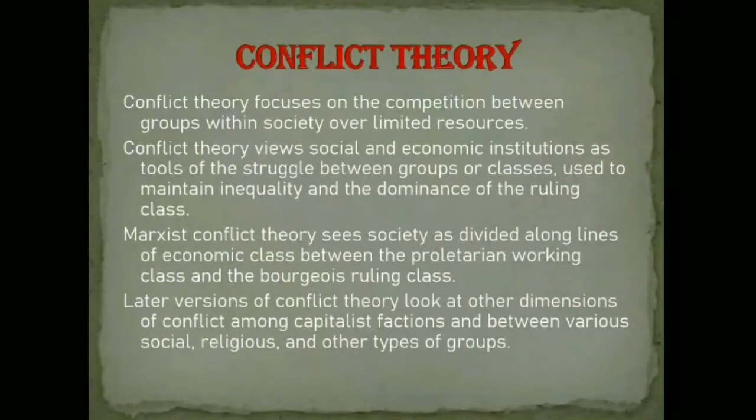Marxist conflict theory sees society as divided along lines of economic class, between the proletariat working class and the bourgeoisie ruling class. Later versions of conflict theory look at other dimensions of conflict among capitalist factions and between various social relations and other types of groups.